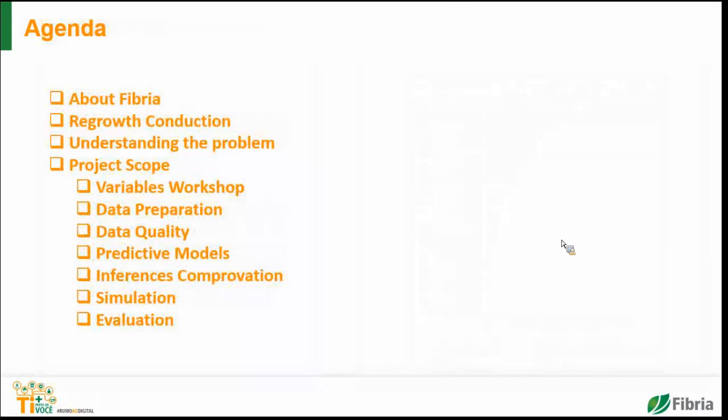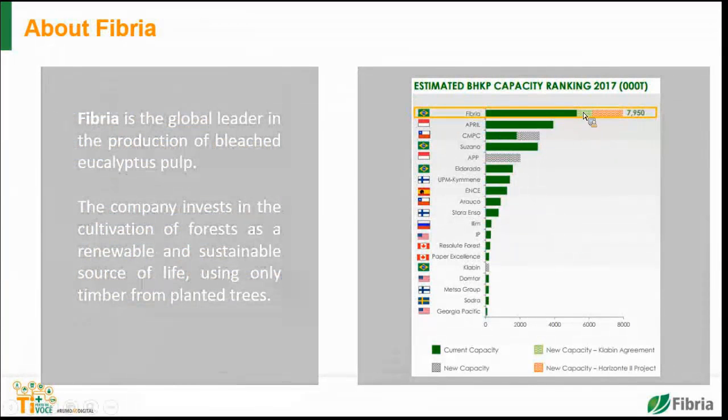So, in this graphic you can see the production of Fibria too. This is the ranking of the production capacity of all the companies in the same business. And as you can see, Fibria has a large capacity.